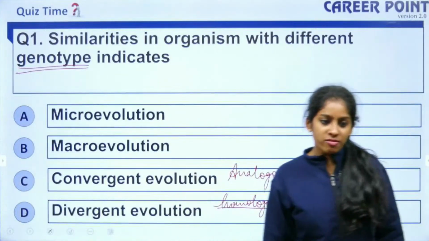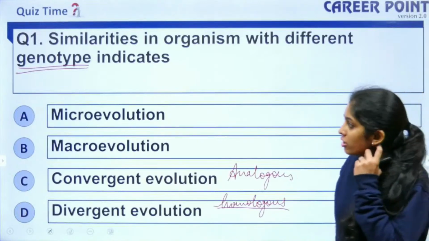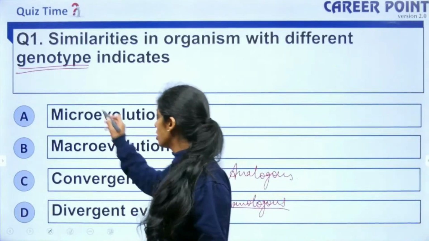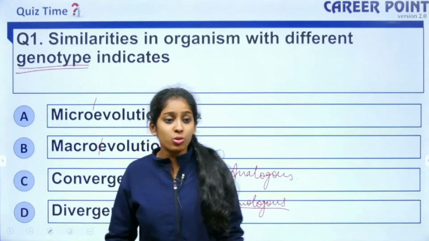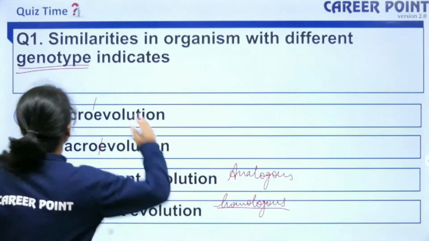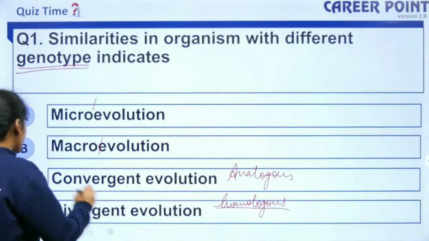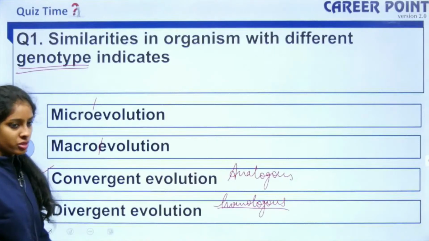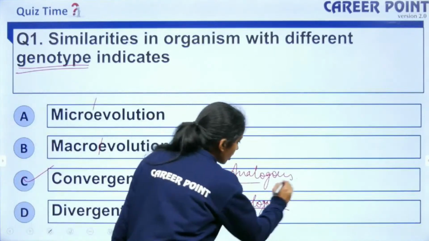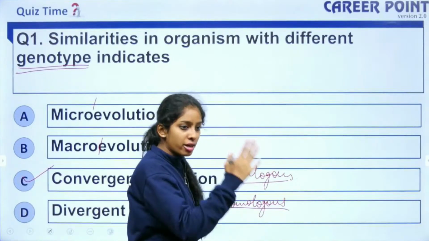1A. It is called microevolution. So what is microevolution? Evolution in a small amount. Macroevolution is evolution to a large amount. So when I say similarities in organisms with different genotypes, it is convergent evolution. Anthony was right. When I say analogous structures, meaning the structures are different.